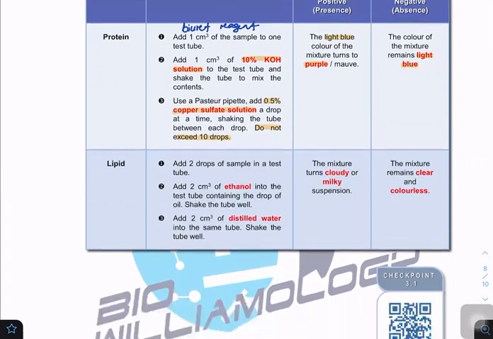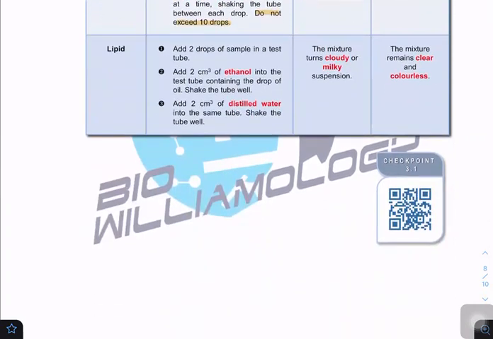And the last one, if you test for lipids, it's very simple. We add 2 drops of the sample into the test tube, and our reagent here is not a special reagent, it's just ethanol and distilled water. We take 2 cm³ of ethanol to dissolve any sample that contains oils or lipids, and then we mix it with distilled water. What will happen here is they will form a milky, cloudy suspension known as an emulsion.